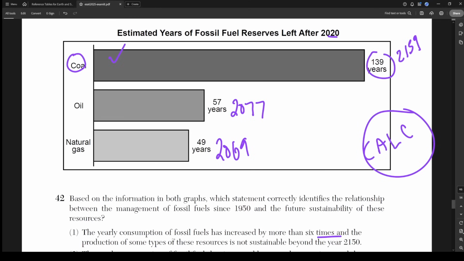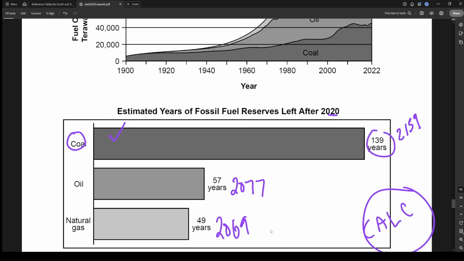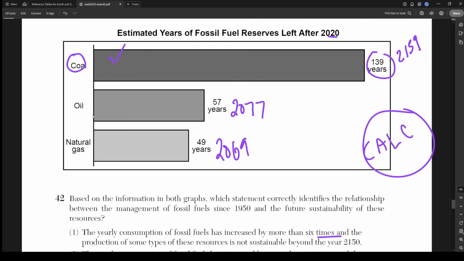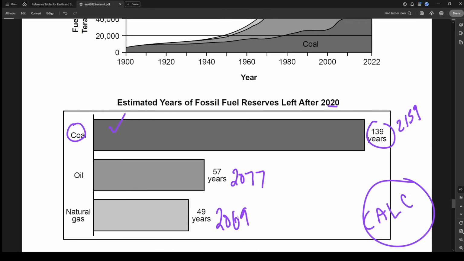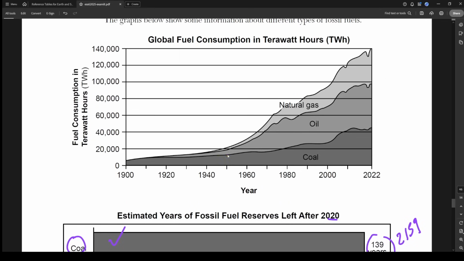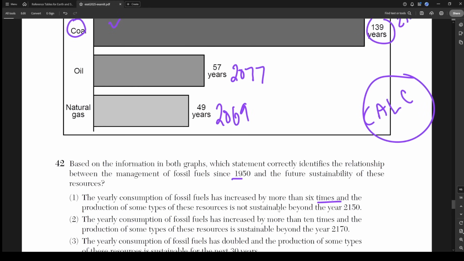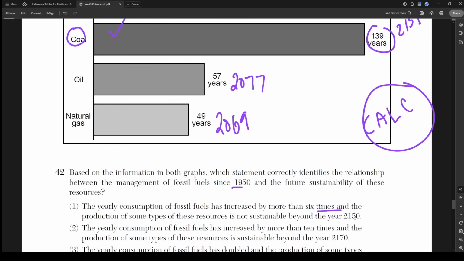So now what's it say? The yearly consumption has increased by more than 6 times. So is this yearly consumption? And this is saying since 1950. So let's see, ready? 1950. So this is going to be 10,000 or 20,000 times 6. Let's just go high end. 20,000 times 6 is going to be 120K. So yeah, it has, well, actually in 2020. Yeah, so that is true. It is a 6x increase. And the production of some types of these is not sustainable beyond the year 2150.